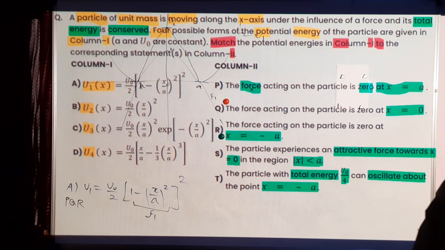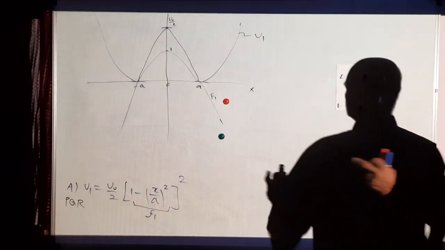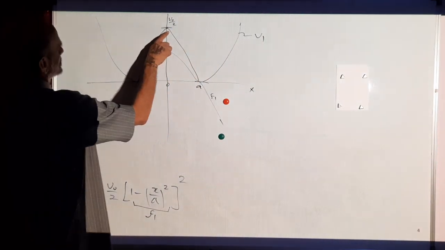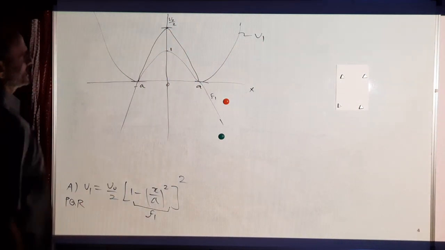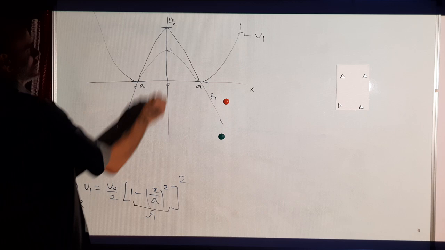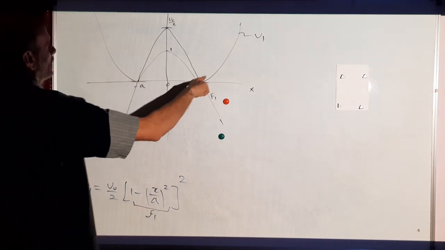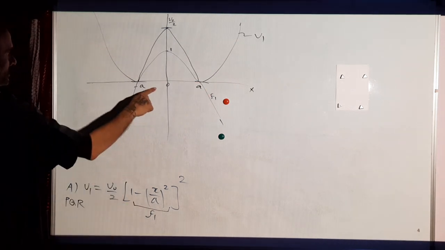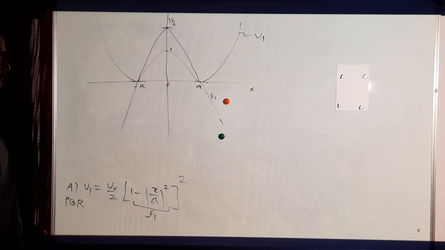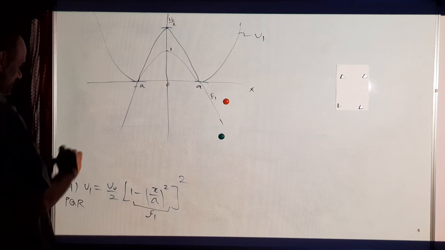Statement S: the particle experiences an attractive force towards x equal to 0 in the region mod x less than a, that's x between minus a and plus a. So between minus a and plus a, if a mass is here, it will move away. There is no attractive force. The mass will roll down and go away. There is no attractive force towards this origin. So statement S is false.